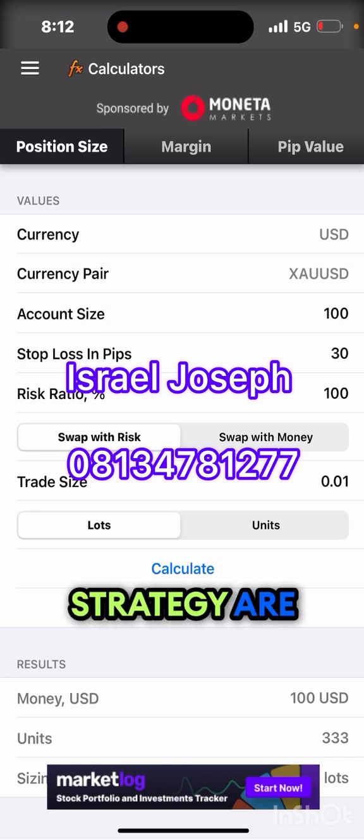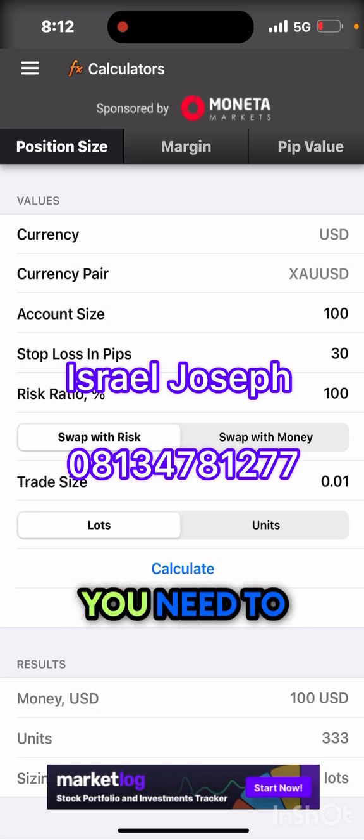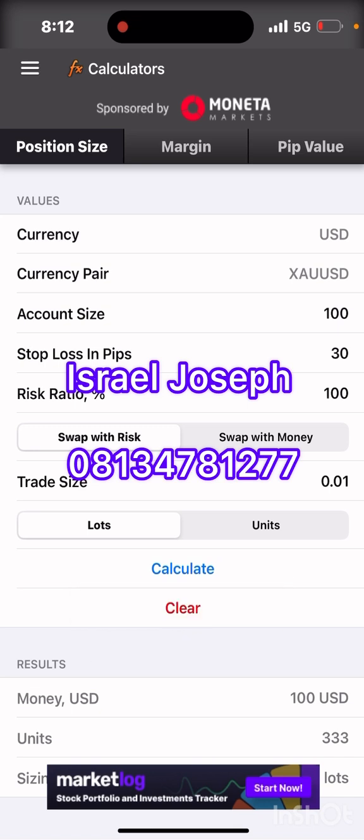But if your trading strategy is getting you a 10 losing streak at once, then definitely you need to trash that trading strategy. No matter what, at least your losing streak should not be more than 3 or 4 times, and still kind of good, or 5 times, worst case scenario. But if your losing streak is more, you need to trash that strategy.